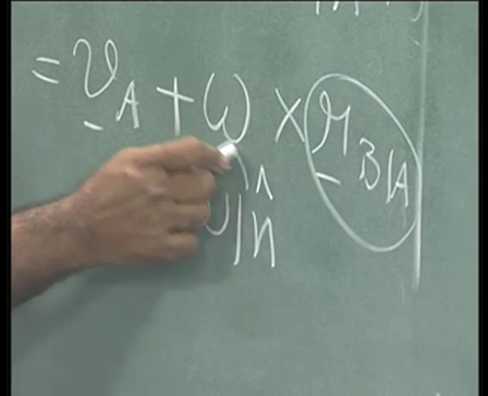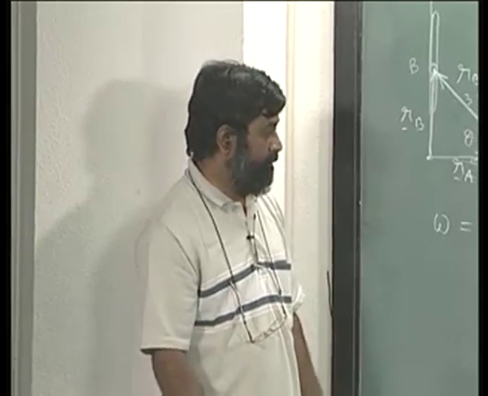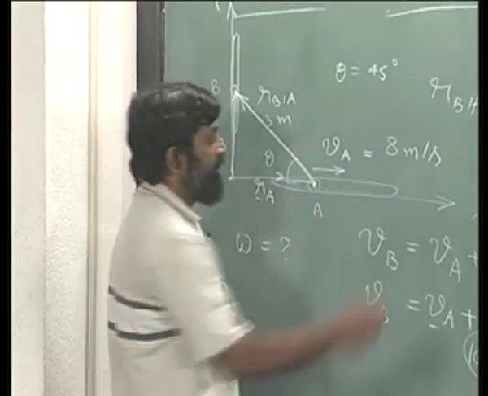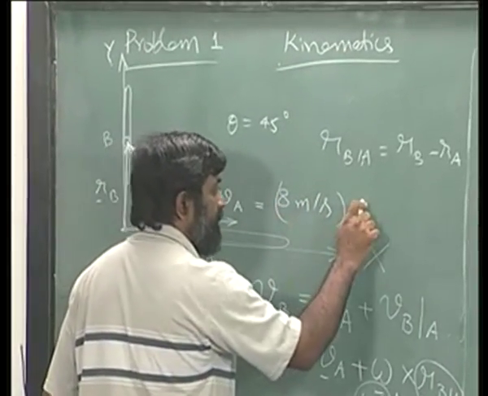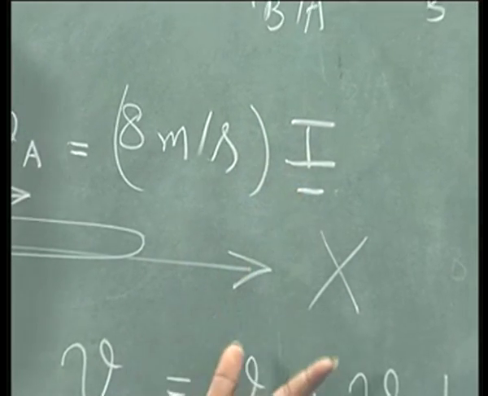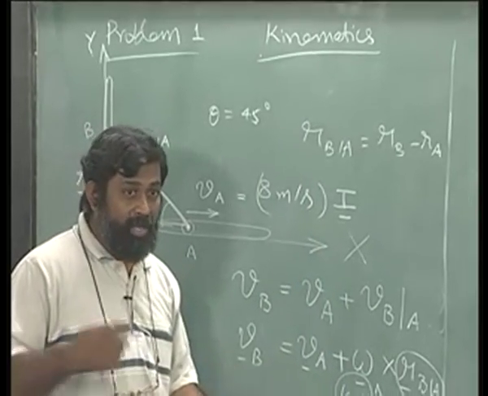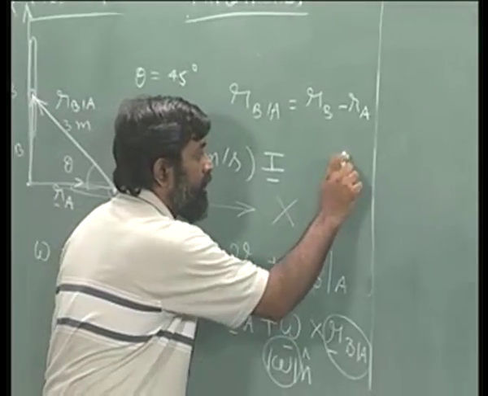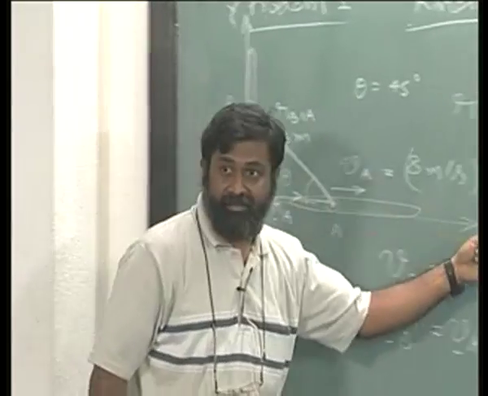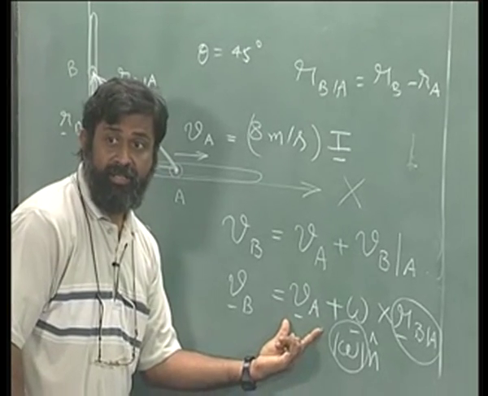Is that clear? This I am just going to circle so that you know this is something that is to be found out. Do I know VA? Of course yes, VA is given by 8 meters per second times I. I am using a capital I here to denote that it is a fixed frame of reference, because later on when you have a rotating frame of reference you could use a small i. So, I am going to use capital J, capital I, and therefore here do I know the direction of VA? The answer is yes.